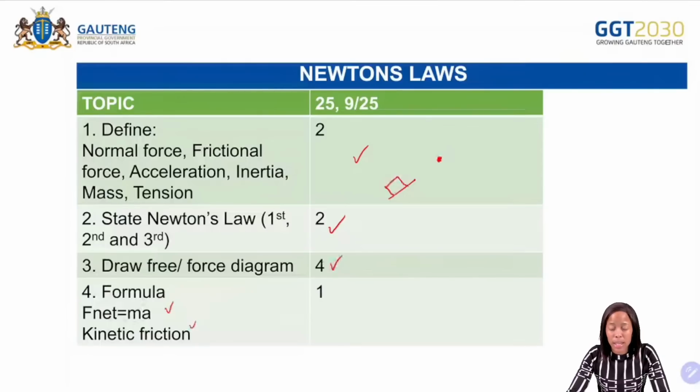So how many marks can you collect without having to do any of the calculations? It means that you can collect about 9 marks before you even do the calculations. Where will the 9 marks come from? We said it will come from the definition, from the law, from the free body diagram, and at least 1 mark for writing a formula. But you don't only write the formula, you write the formula and then you substitute. That is where you are going to have a mark for the formula there.